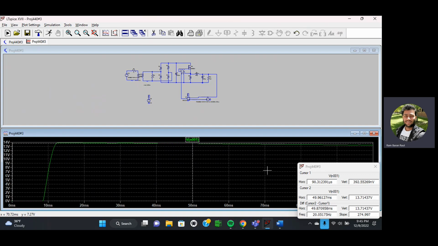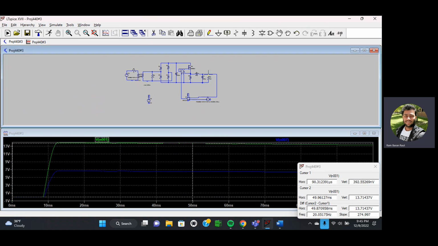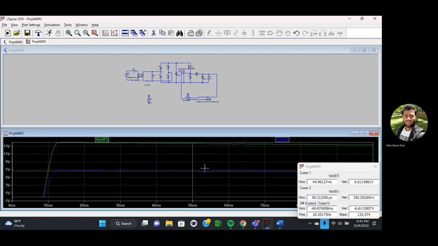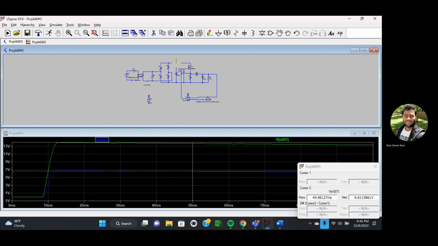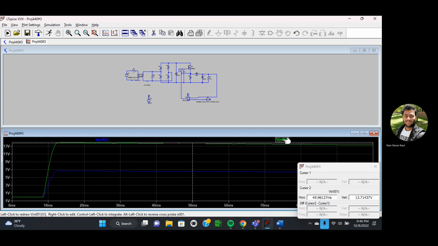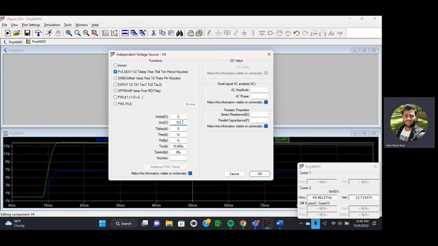So right now we have this rectified voltage. We need to see the output voltage. The output voltage, which cursor is this? This is cursor 1, which is 6.61. Let me do one more time. How much is this guy? And this is cursor 2. So this is 6.61. How much is this guy? And this is 13.7. How much we have here? 917.